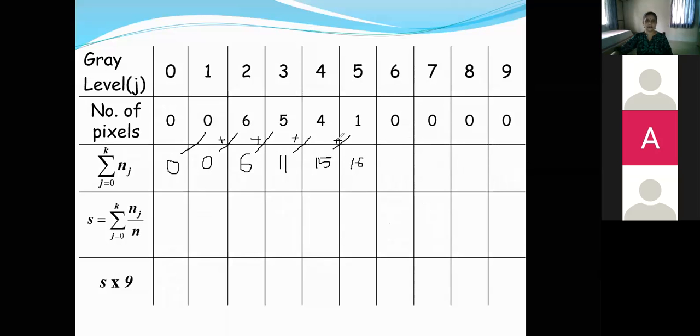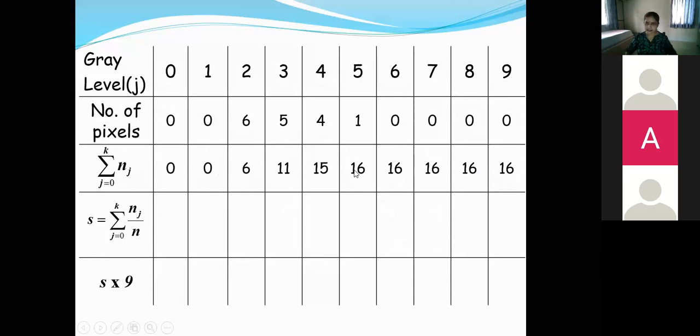Very good, Sakshi. Okay. So whether this cumulative addition step is clear to all of you? If yes, we can proceed to the next step. Okay, so after cumulative addition, you will get these numbers. So we have completed this step, summation n_j, j runs from 0 to k. Now the next step is to normalize this cumulative addition.